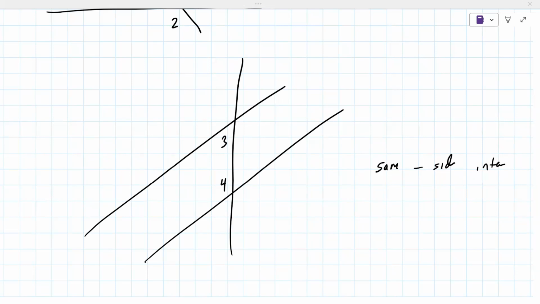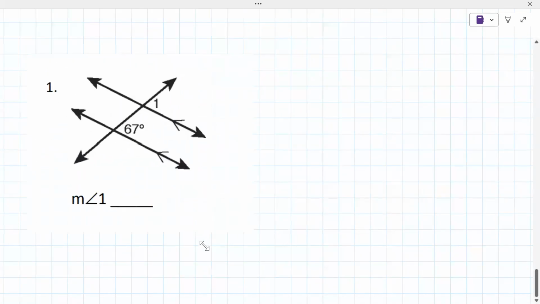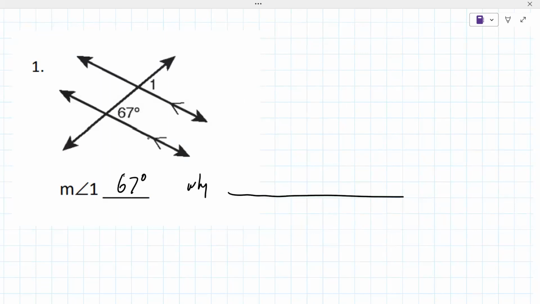Okay, good. All right, so let's look at some numerical problems now. And I'm going to give you the answer because the answer is not important. The answer is not what we're trying to emphasize, because typically there's only like two possibilities for the number. In this case, it's 67 degrees. What's more important is, and they should ask this, why? What is the reason that this angle is 67 degrees?